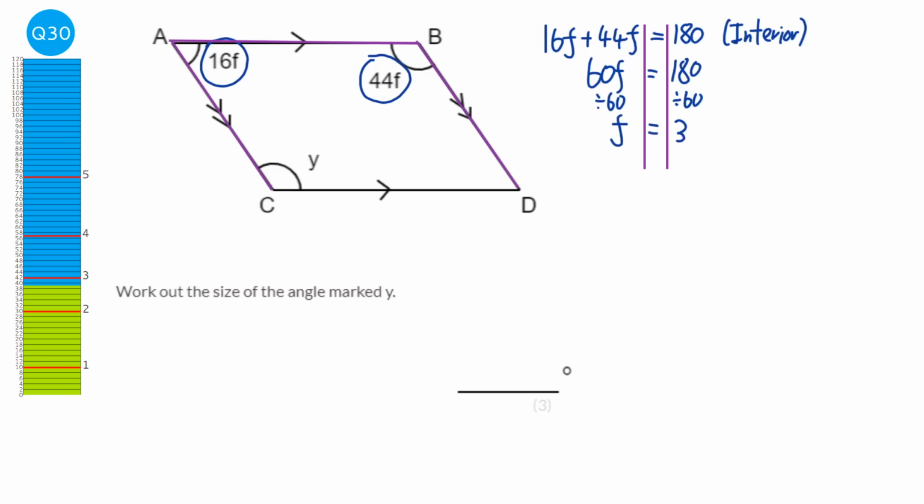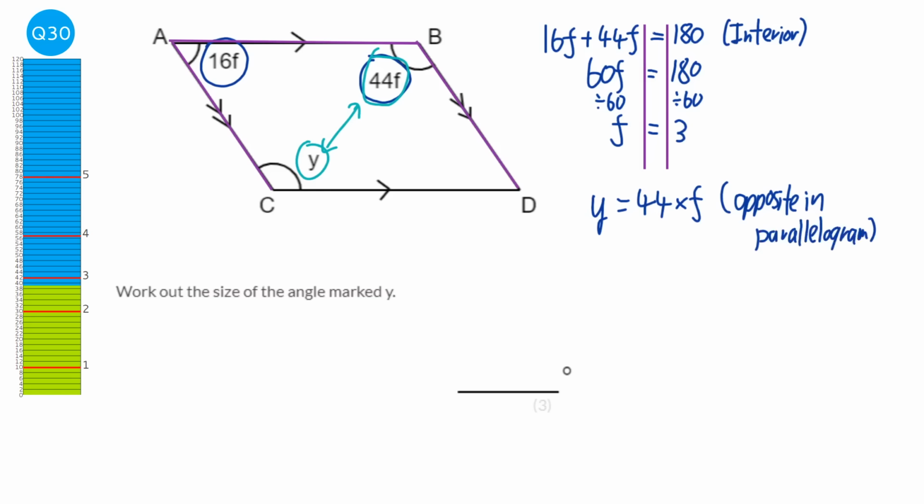Right, the other thing I notice is that we have a parallelogram, and something we know about a parallelogram is that the opposite angles are equal. Now you could also look at this angle and this angle also adding up to 180. They're also interior angles. Kind of doesn't matter with this question which approach you take, you'll get the same answer. So we know that y is going to equal 44 times f, and the reason being is that they are opposite. Let me start a new line here just so I've got room.